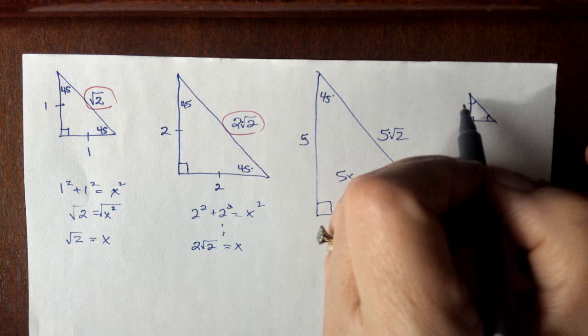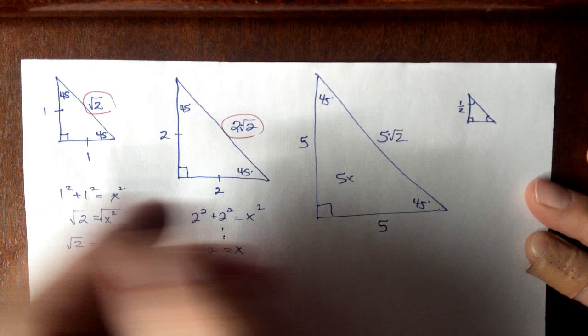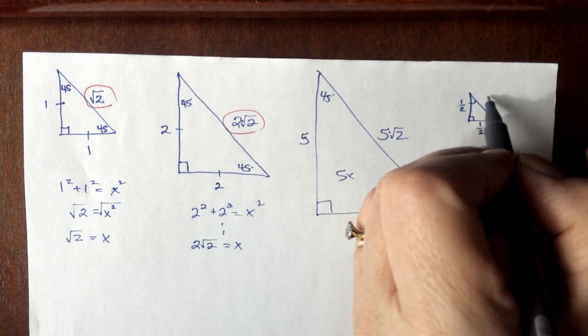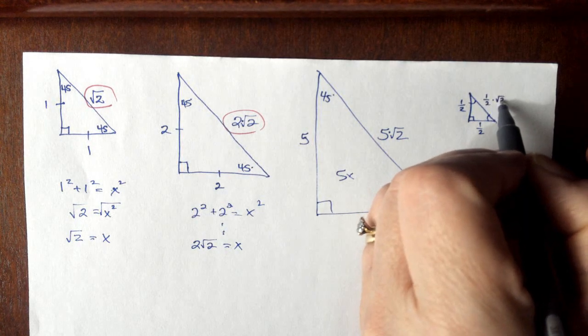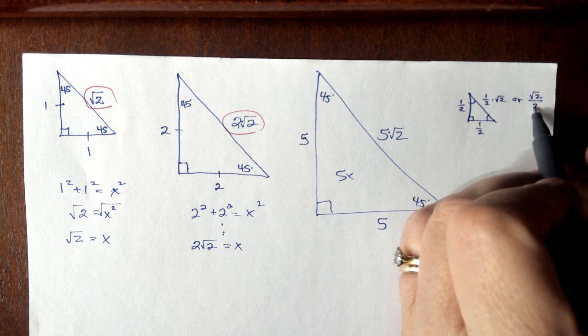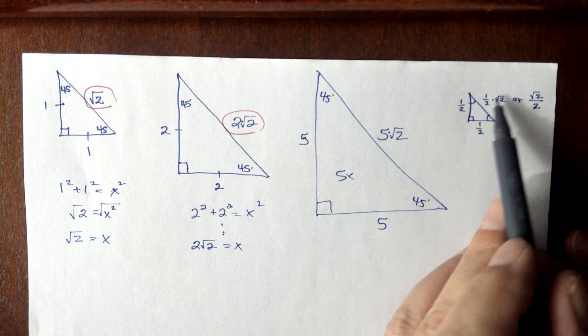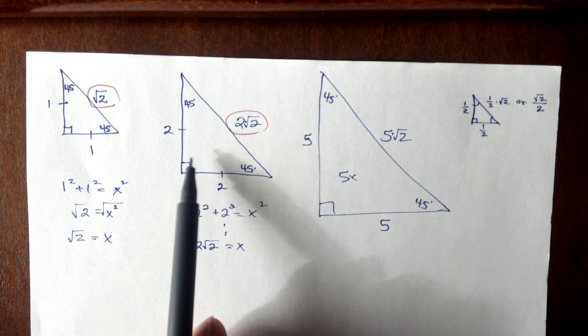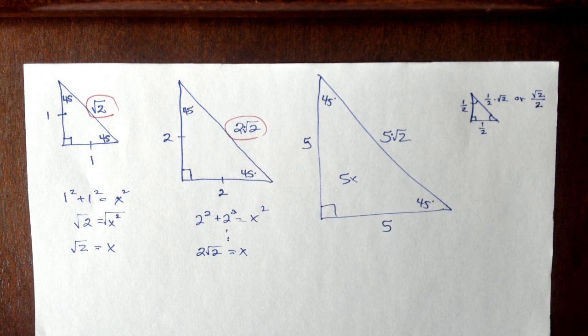Half of 1 is a half. Half of 1 is a half. Half of radical 2 is half times radical 2, or we could say that's radical 2 divided by 2 if we multiply straight across and put it in a simpler form. So you can scale up or you can scale down.